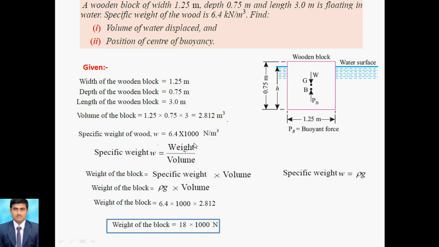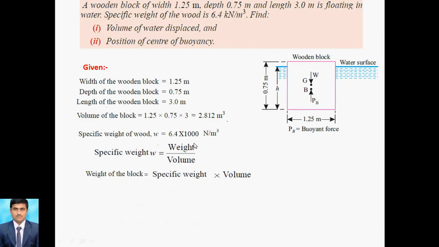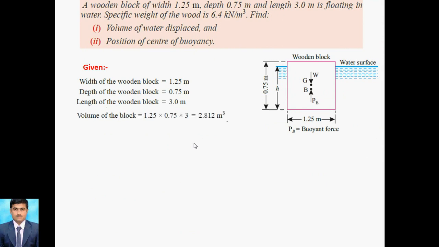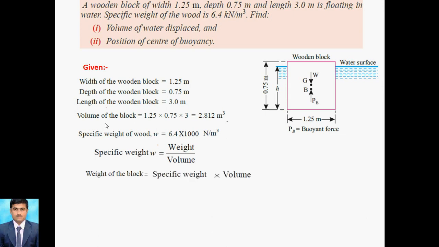So here I clearly mentioned that first of all we mention the volume, length with width with height, so that gives volume, correct? Now we go for the specific weight of the wood. It is known to you, but we convert it first to 6.4 into 1000 Newton per meter cube. Then we go for the formula for specific weight, that is weight upon volume. So what is the weight? Weight is equal to specific weight into volume, which is 6.4 into 1000 into volume 2.812.